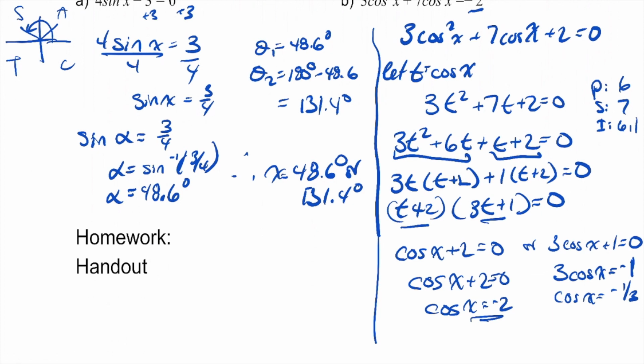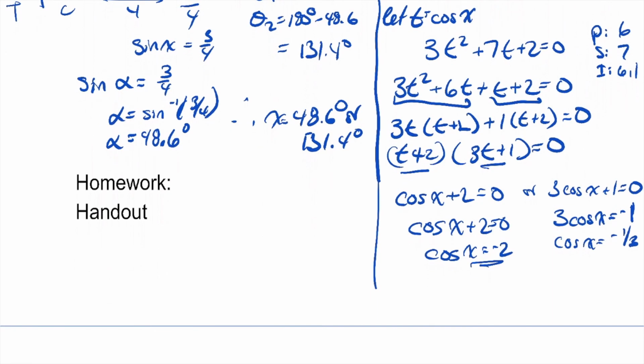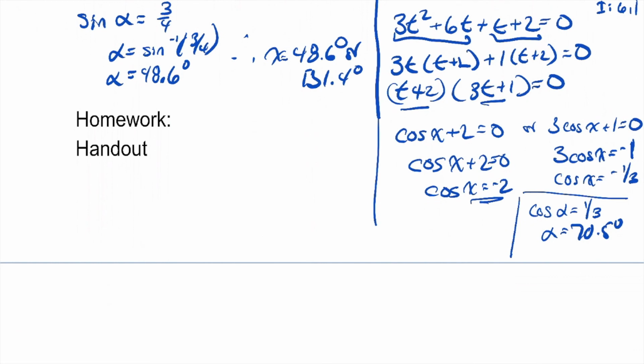Again, here, in order to get x, we need to solve for alpha. So cos of alpha is going to be a third. So alpha, in this case, is going to be the cos inverse of 1/3, approximately 70.5 degrees. I'm going to run over to the next page, or actually, you know what, let me finish that over here.